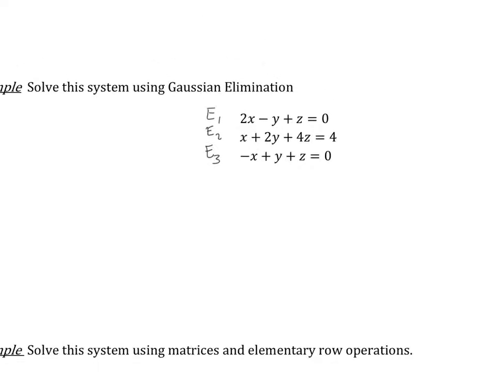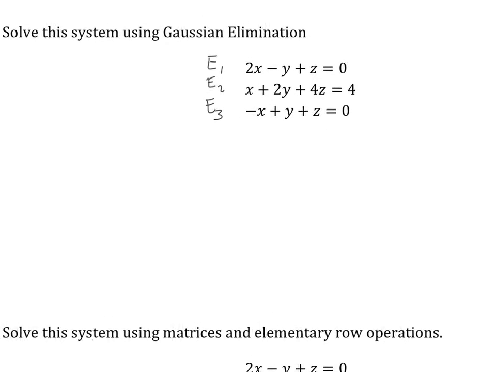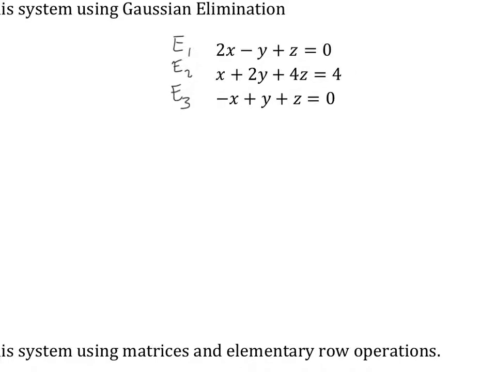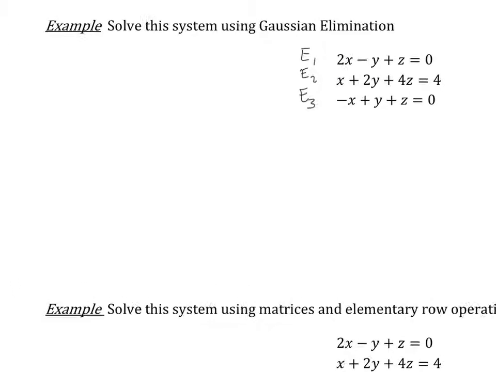Okay, and so let's go ahead and take equations E2 and E3. If we add them, these x terms will go away because they're exact opposites. So let's do that. Let's copy them down and add them.